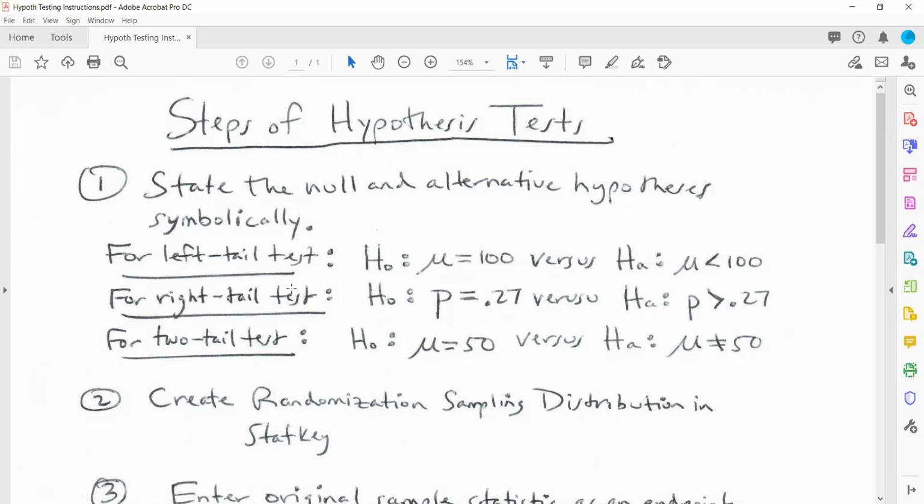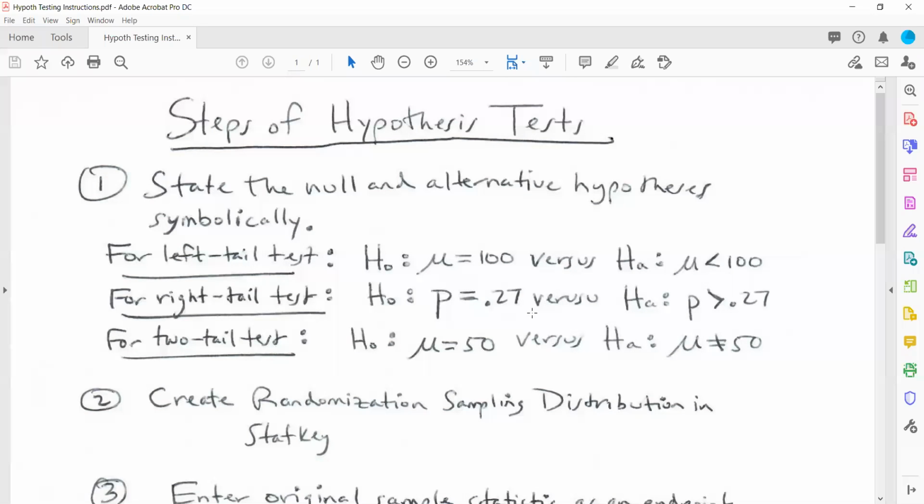Next we have a right tail test, which means the null hypothesis, again, will have an equal sign. In this case, we're giving an example with a proportion. Again, this is just an example: P is equal to 0.27 as a hypothesized value, and then the alternative would be P is greater than 0.27. Again, the null and alternative numbers have to match. That's called a right tail test because there's a greater than symbol in the alternative hypothesis.